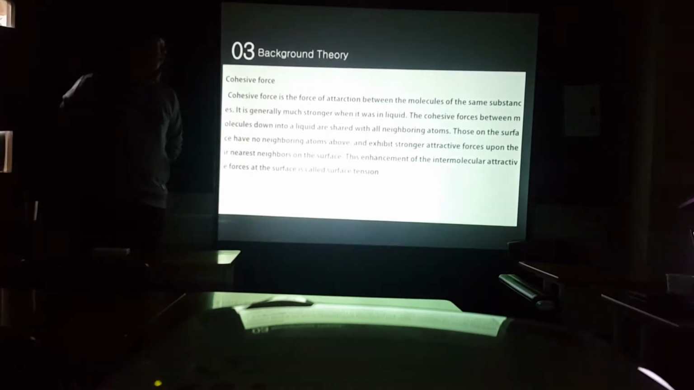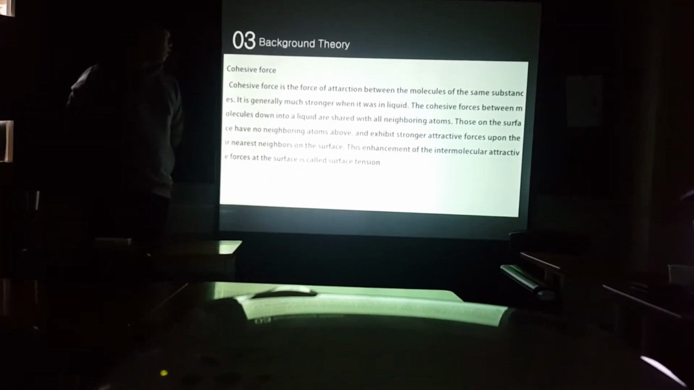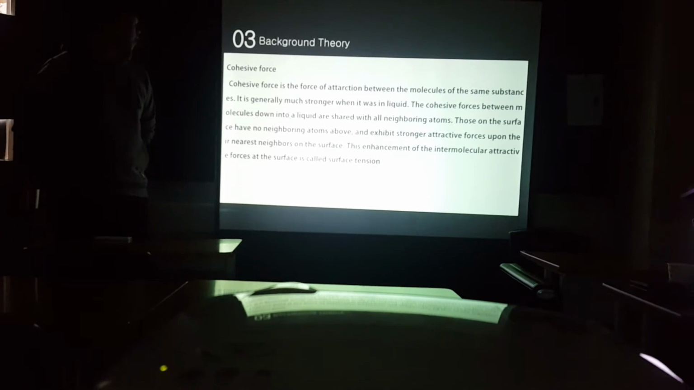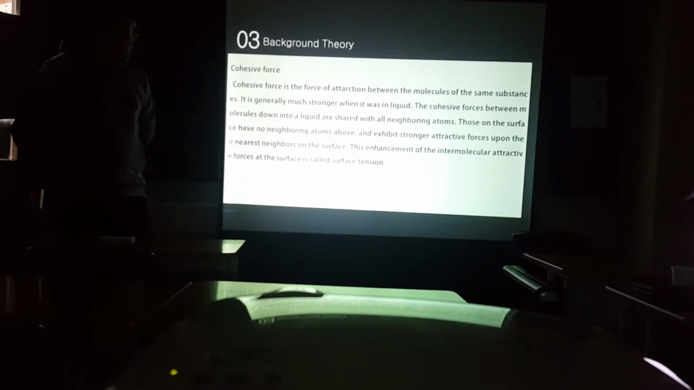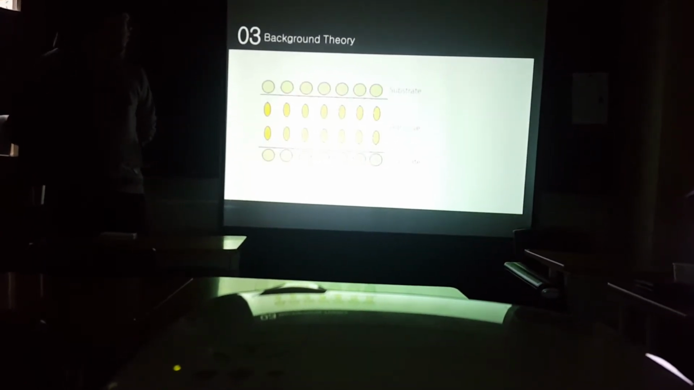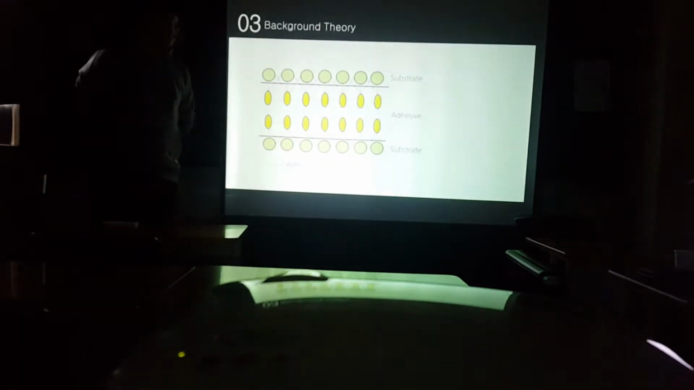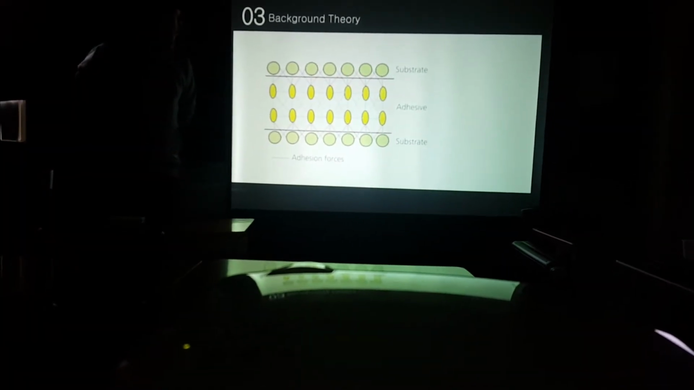Cohesive force. Cohesive force is a force of attraction between the molecules of the same substance. It's generally much stronger when it is in liquid. Next. So this is the figure that is stating about cohesion and adhesion.